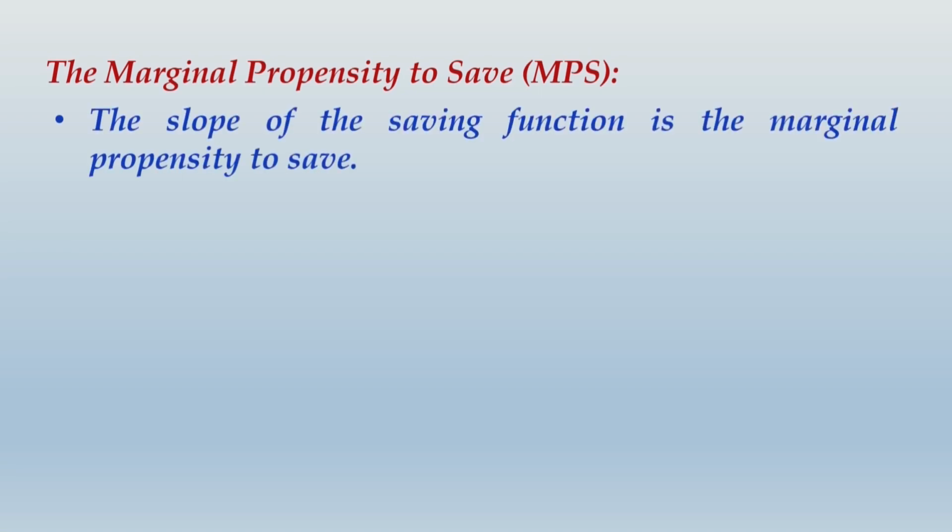We would say the slope of the saving function is the marginal propensity to save. That means for every additional income that you earn, how much is your additional saving? That proportion of incremental savings with respect to the incremental income is termed as marginal propensity to save.